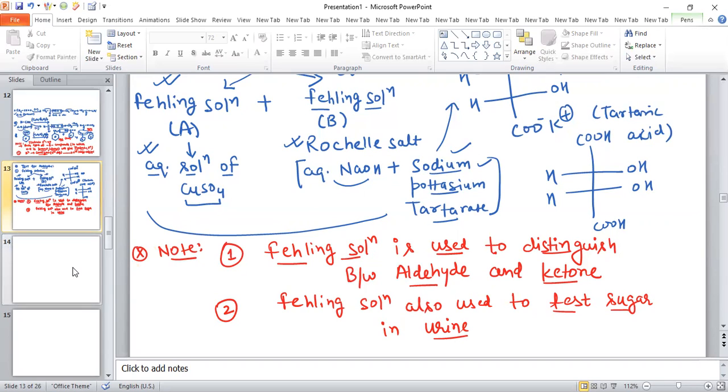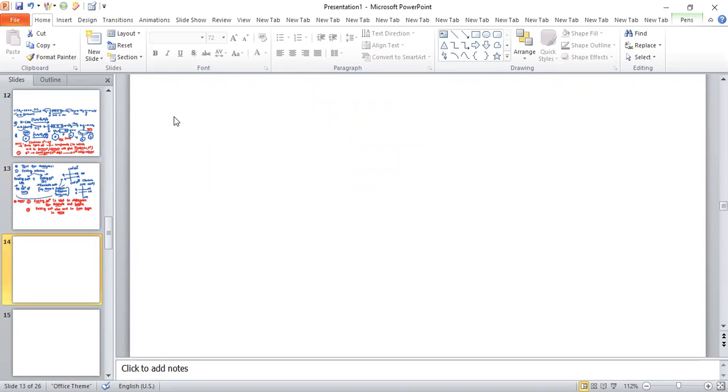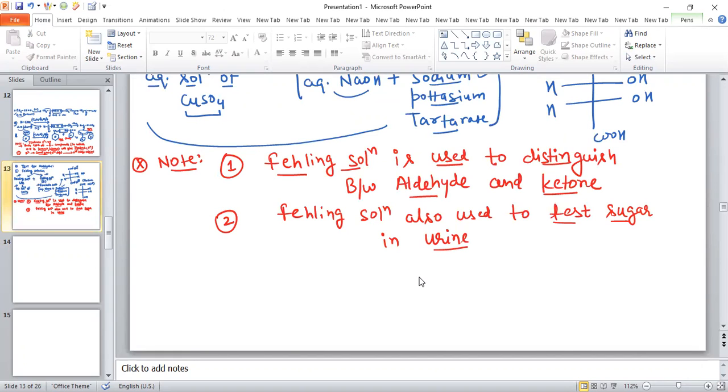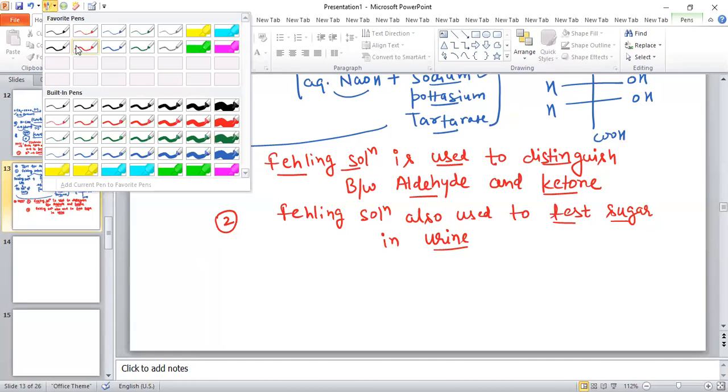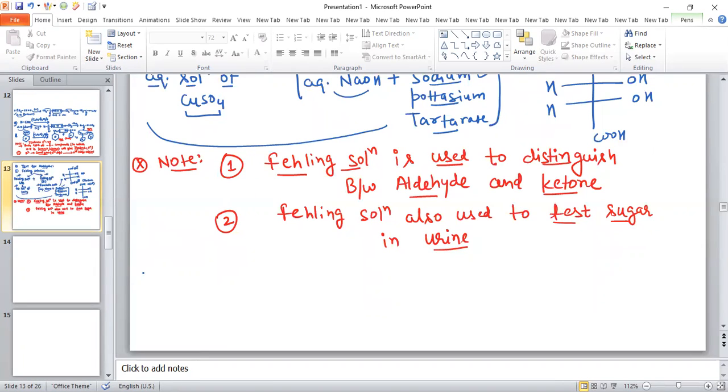So basically Fehling's solution is a mixture of two types of solution, Fehling's solution A and Fehling's solution B. Fehling's solution A contains basically aqueous solution of copper sulfate, while Fehling's solution B contains Rochelle salt. Rochelle salt contains basically aqueous NaOH plus sodium potassium tartrate. So A plus B is basically the mixture of Fehling's solution.